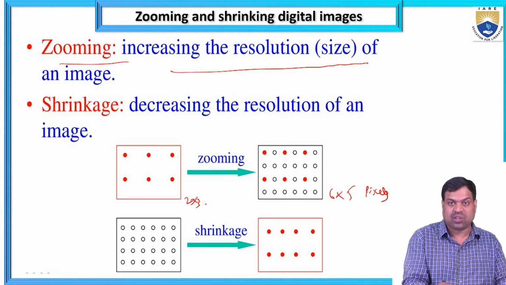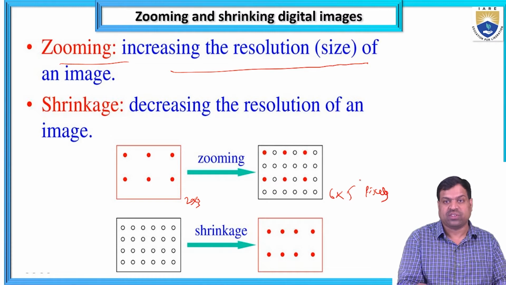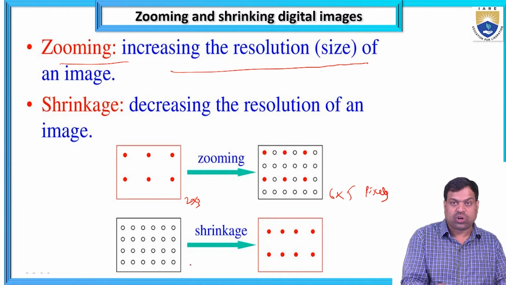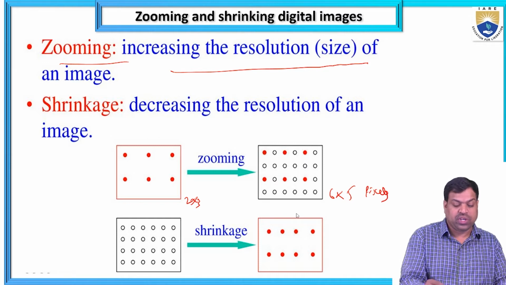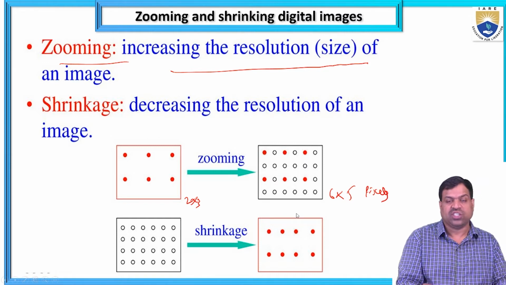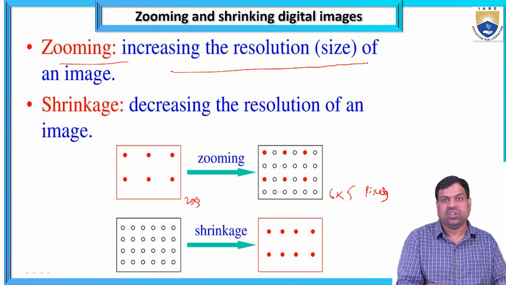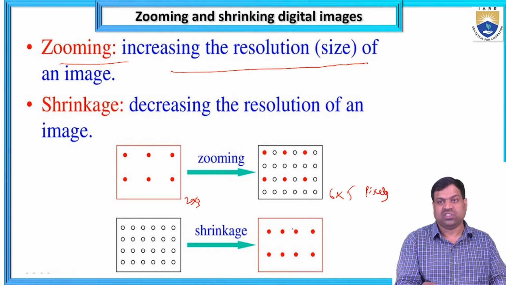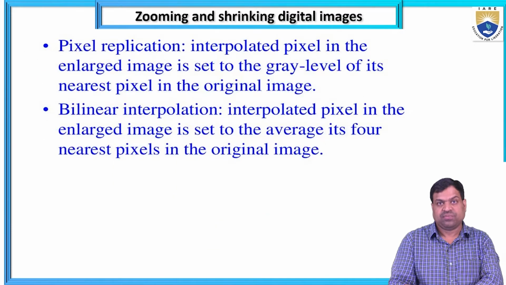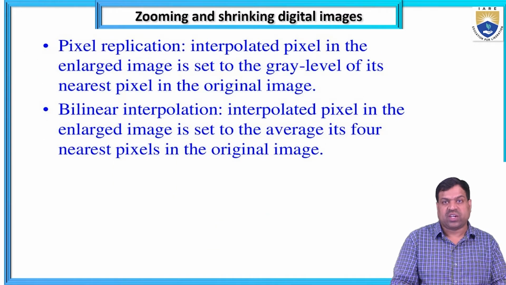So a smaller number of pixels is converted to a larger number of pixels. Shrinkage means a larger number of pixels is converted to a smaller number of pixels. So zooming is exactly opposite to shrinkage, and shrinkage is opposite to zooming. What is the definition? Zooming is increasing the resolution or size of the image. Shrinkage is decreasing the resolution or size of the image. That is shrinkage.